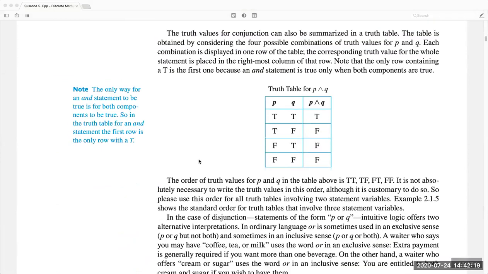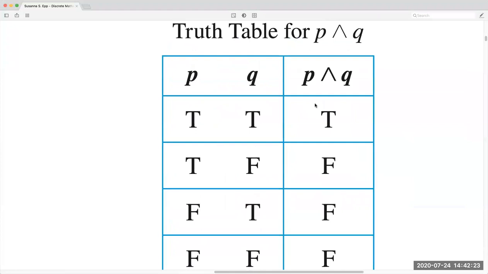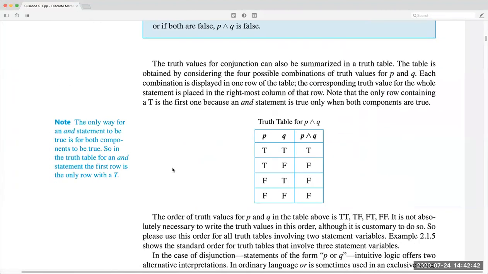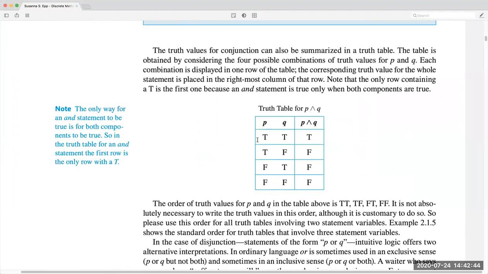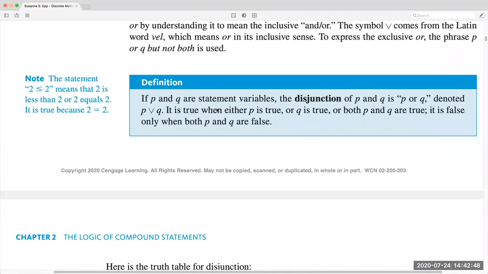And then let's have a look at the truth table for P and Q. If this is P and Q, so for P and Q, it is true only if both of them are true. Okay? If either one of them is false, then P and Q is false. Okay. I think it's not difficult, is it? If not difficult, then let's go on.